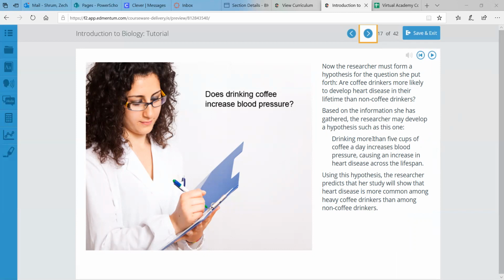Drinking more than 5 cups of coffee a day increases blood pressure, causing an increase in heart disease across the lifespan. So she's predicting her study will show that heart disease is more common among heavy coffee drinkers than among non-coffee drinkers. So one question I'm wondering is how she determines heavy coffee drinkers. Like, what's heavy to her? And she will have to define those terms.